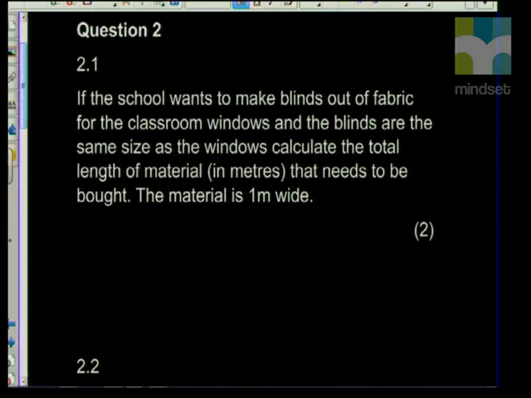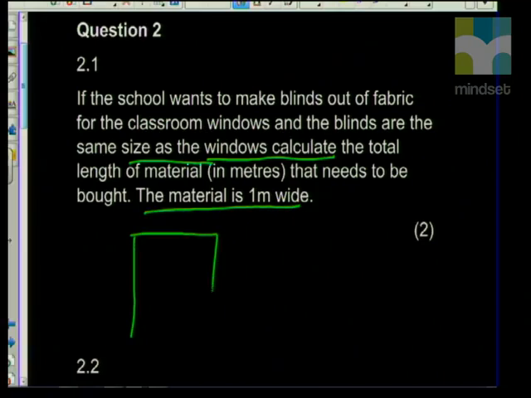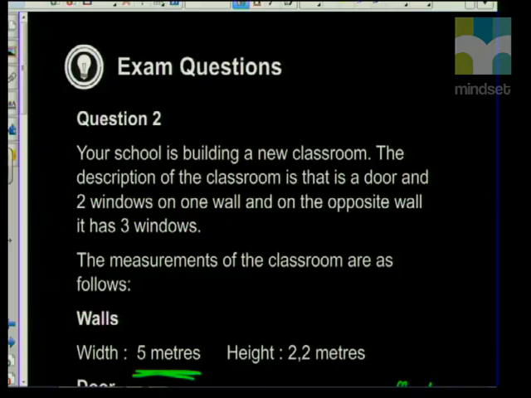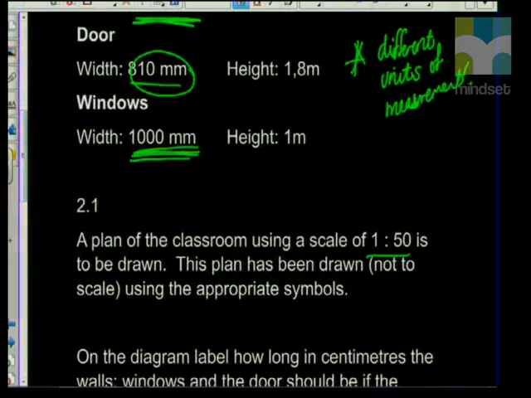Right, question 2.1. If the school wants to make blinds out of the fabric for the classroom windows, and the blinds are the same size as the windows, calculate the total amount of material in meters that is needed to be bought. The material is 1 meter wide. So if you can imagine, we've got our windows. We need to go back quickly to look at our question to determine how many windows we had. If you look back, it says the windows were 1,000 millimeters wide and 1 meter high.